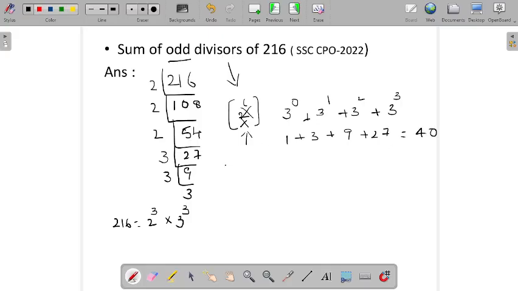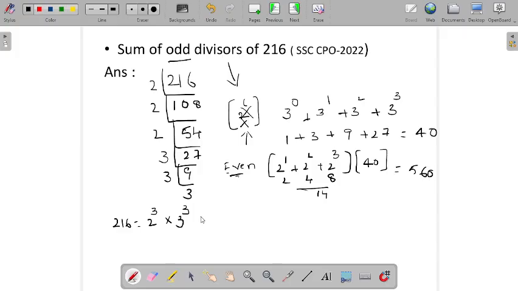Suppose it is for even, then it can be calculated as 2 power 0 should not be taken, 2 power 1 plus 2 power 2 plus 2 power 3, just because it is the maximum power. And the same thing we have applied here for 3, so the value is 40. Here 2, 4, 8, that is 14. This value is 14, so the whole value is 560.